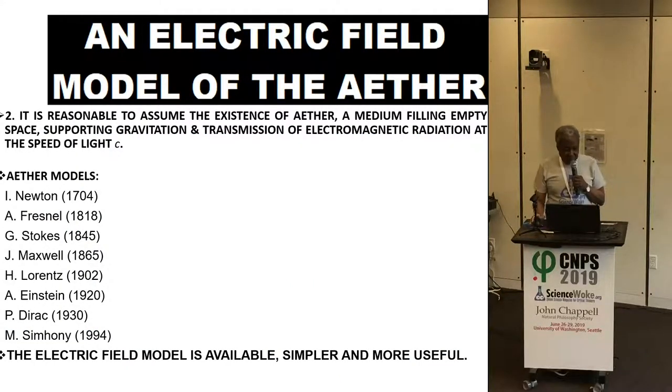There have been so many models of the aether. It is reasonable to assume that they assume the existence of aether, a medium filling empty space, supporting gravitation and transmission of electromagnetic radiation at the speed of light. There have been many models of the aether due to Newton, Fresnel, Stokes, Maxwell, Lorentz, Einstein, Dirac, and the electron-positron lattice model, which seems to be the current one.